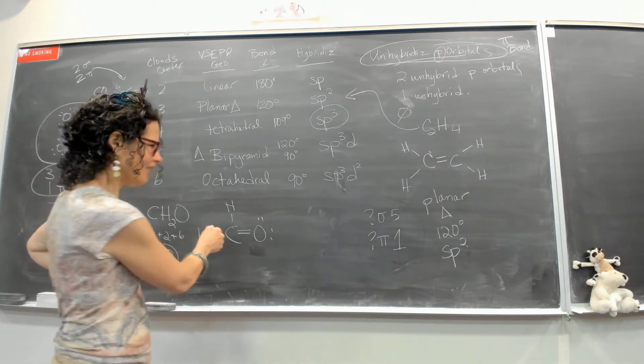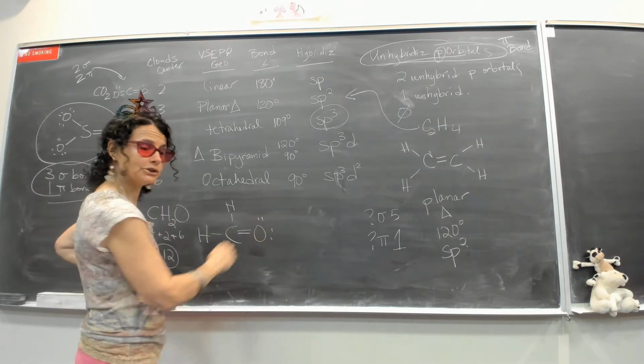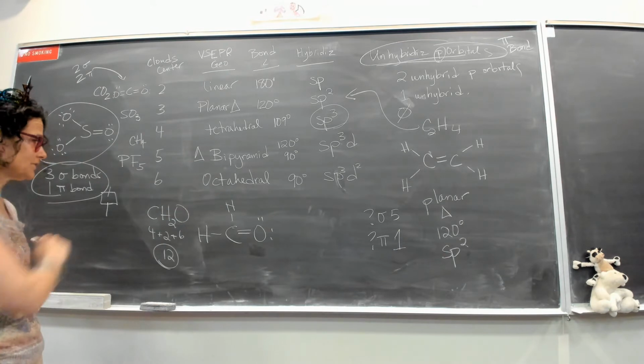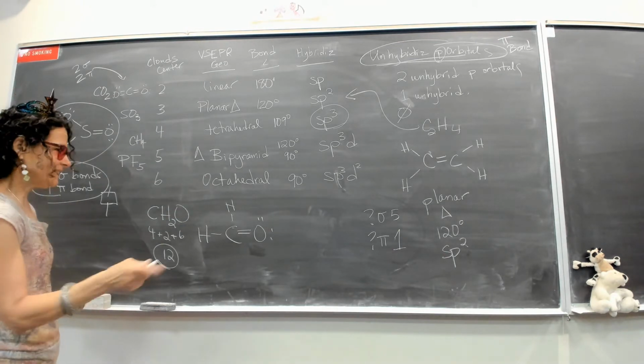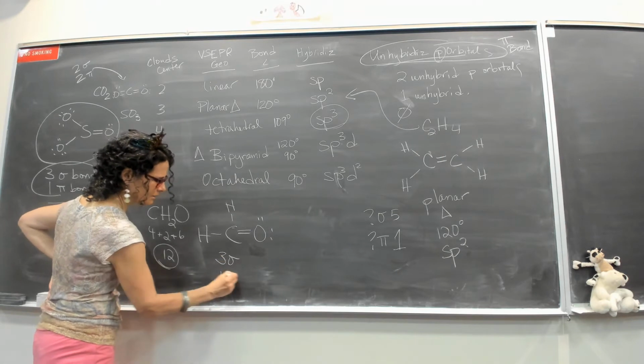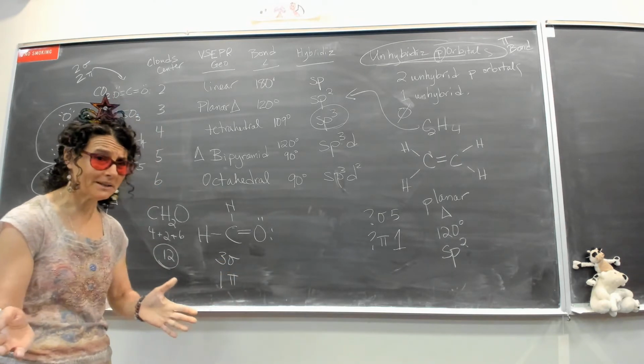So that carbon is, again, a planar triangle, 120 degrees, and it's sp2. So same answers as over there. How many sigma, how many pi? Well, there's 3 sigma and 1 pi. Again, you can make the pie whatever you want.